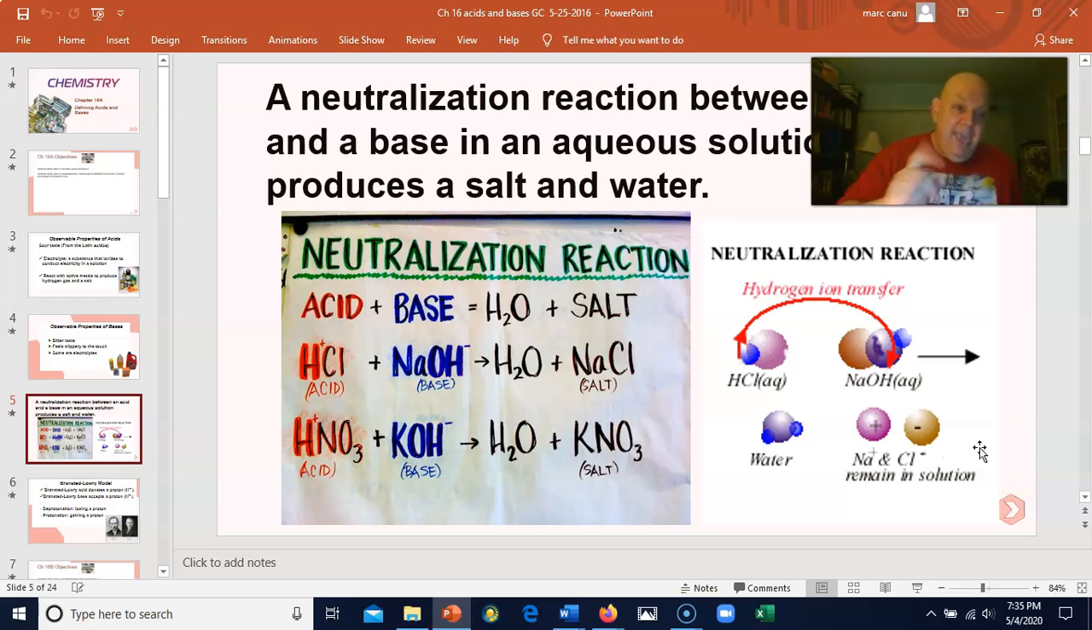Or I should say, a salt and water, because salt is not just sodium chloride. There are others, like if we look here in this neutralization reaction, acid plus base equals water plus salt. So HCl and NaOH is water and NaCl. But we have nitric acid, HNO3, and potassium hydroxide. You get water and potassium nitrate. That's a kind of salt. The potassium is the metal, the nitrate, the NO3, is a non-metal.